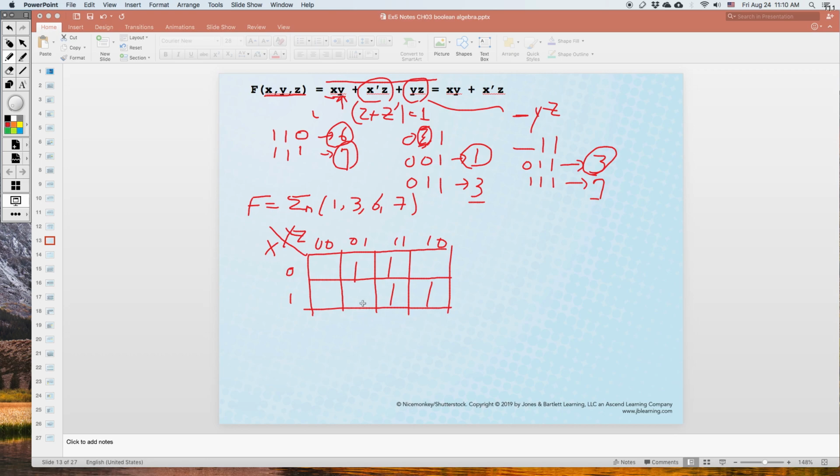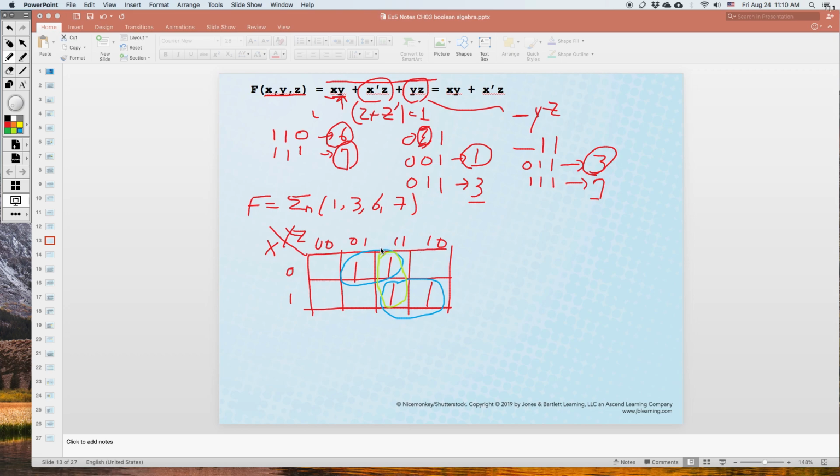Then the maximum possible grouping would be this one and this one. By choosing those two groups, we cover all min-terms, so we don't have to choose another one here. This one is already covered by the two blue ones, so we don't have to choose that one.